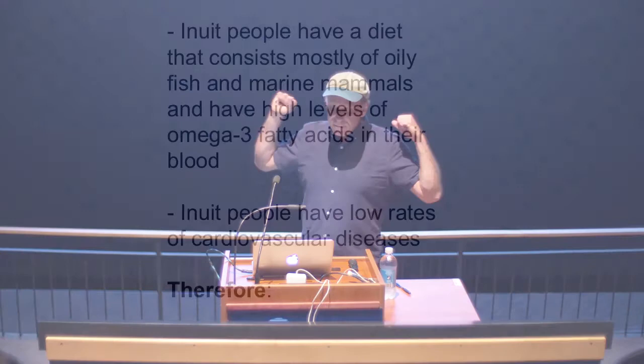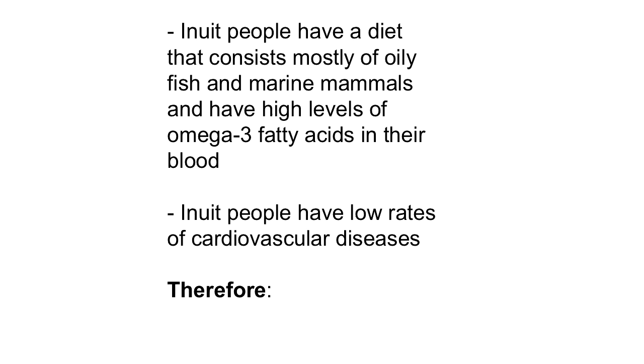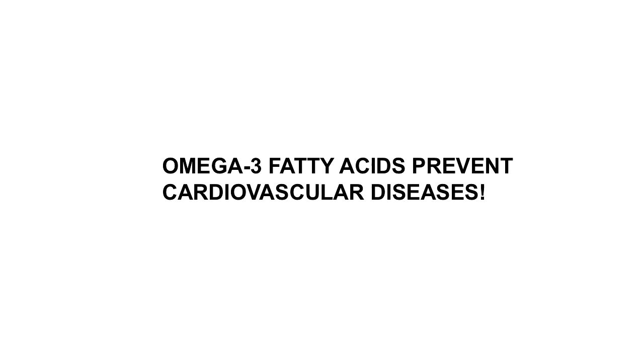So Inuit people have a diet that consists mostly of oily fish and marine mammals and have high levels of omega-3 fatty acids in their blood. Inuit people have very low levels of cardiovascular disease. Therefore, omega-3s, fatty acids prevent cardiovascular disease. Does anybody have a problem with that? Yeah, it's the essential problem. It's correlation and causation. One does not necessarily equal the other.